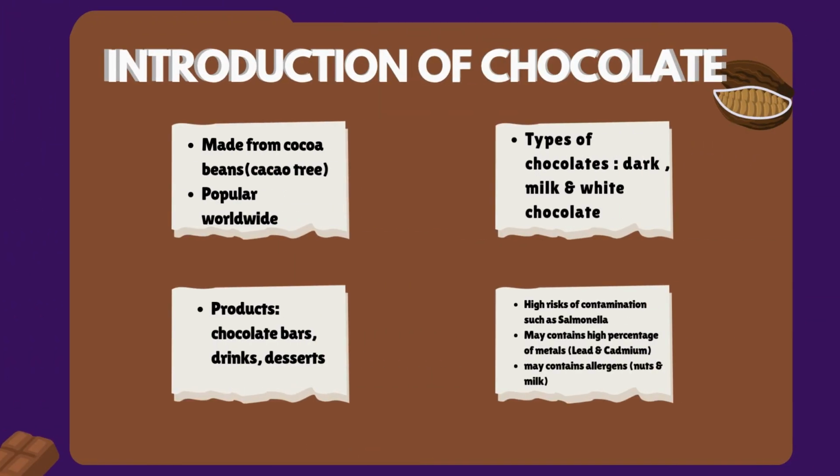Firstly, chocolate is a popular food made from cocoa beans, which come from cocoa trees. These beans are processed into products like chocolate bars, drinks, and desserts. There are different types of chocolate, such as dark chocolate, milk chocolate, and white chocolate. The difference depends on the ingredients like cocoa, sugar, and milk.